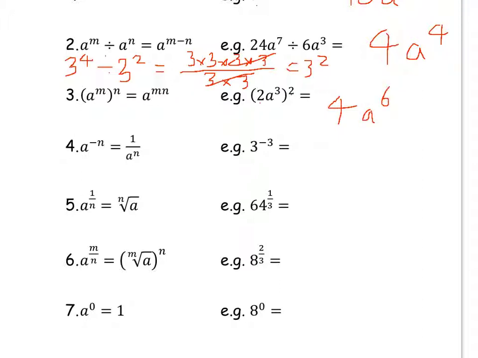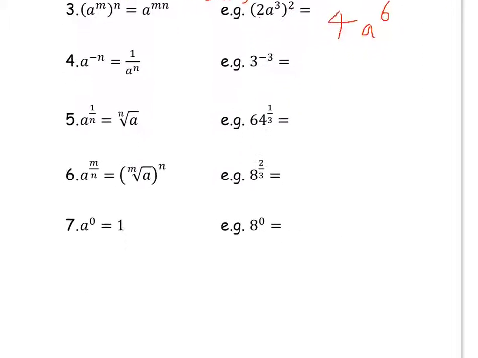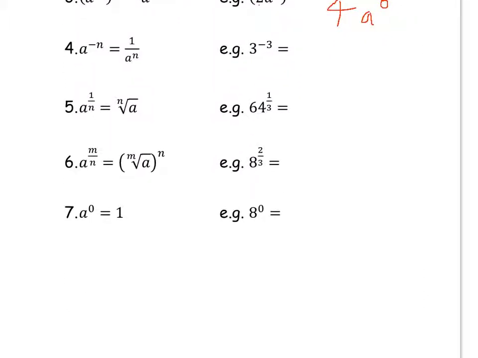Right, number 4. This is the rule to do with fractions. Anything to the power of a minus means 1 over. Because it's a to the power of minus n, well, it's 1 over a to the power of n. So the 1 over is the minus, and the a to the n is the n here. Let's have a look at this one: 3 to the power of minus 3. The minus bit means 1 over, so we're doing 1 over 3 cubed. And 3 cubed is 27, so 1 over 27.